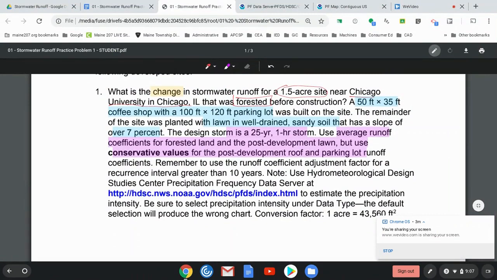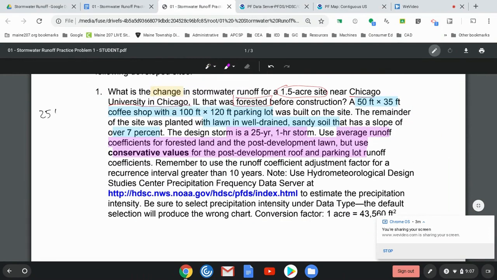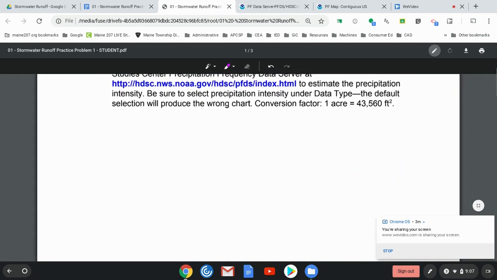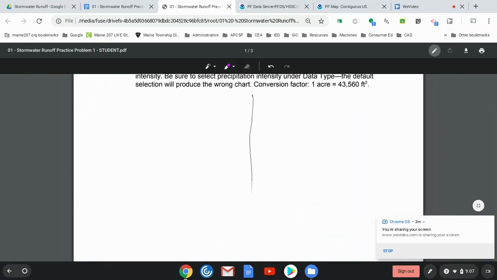For the 25-year, 1-hour storm, I is equal to 2.42 inches per hour. All right. So we need to do pre-development and post-development. So I'm going to kind of split my paper into two here and do pre-development.